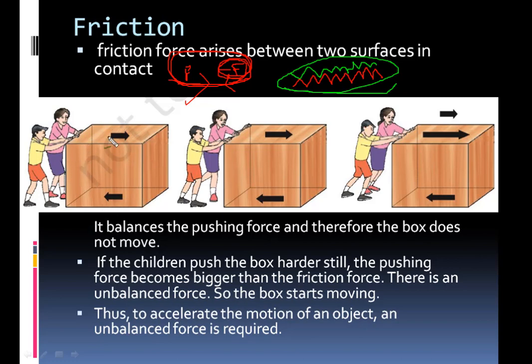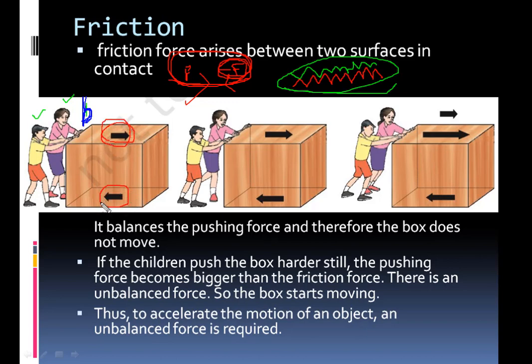This is a table. This is a box on the ground. This girl and the boy, both of them are trying to push it. Even though they are pushing this box, they are not able to move it. That means the force applied by this boy and girl is a balanced force. About balanced force we talked earlier: if balanced force is applied, then the position of the body will not change. So this is the force applied by the boy and the girl.